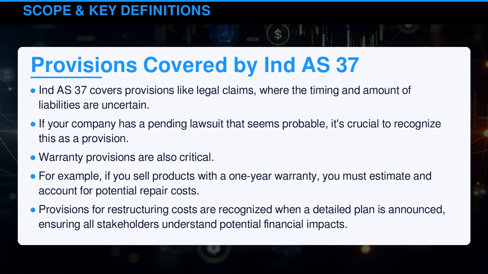If your company has a pending lawsuit that seems probable, it's crucial to recognize this as a provision. Warranty provisions are also critical. For example, if you sell products with a 1-year warranty, you must estimate and account for potential repair costs. Provisions for restructuring costs are recognized when a detailed plan is announced, ensuring all stakeholders understand potential financial impacts.